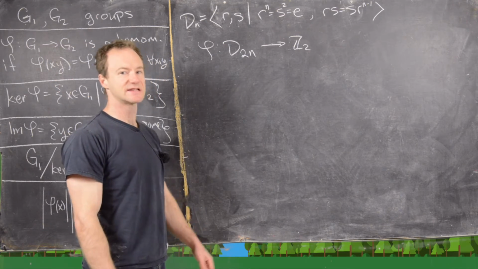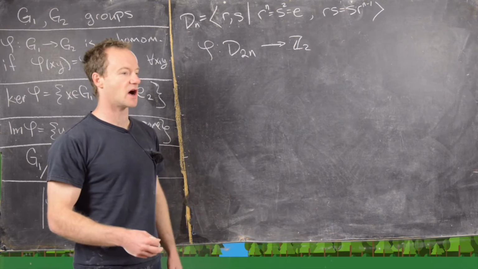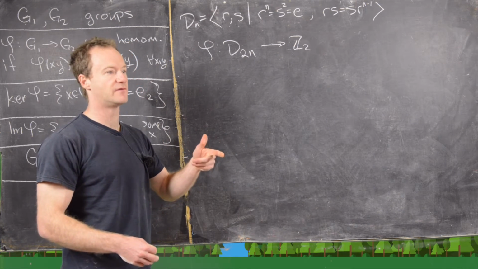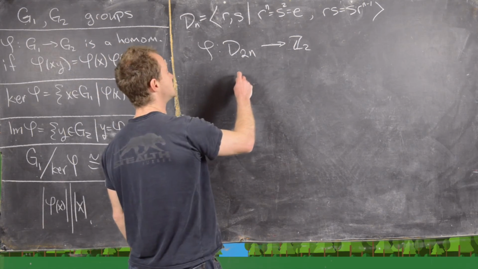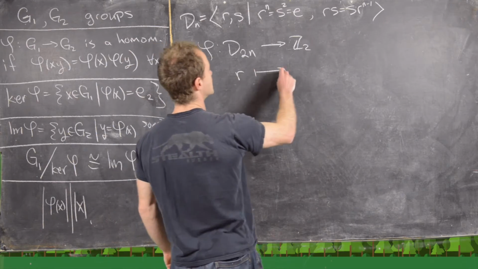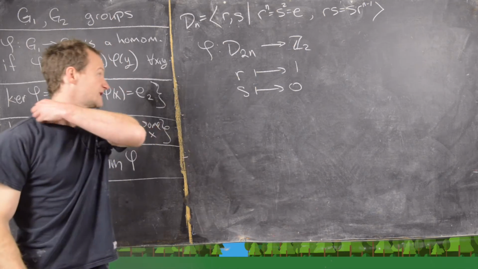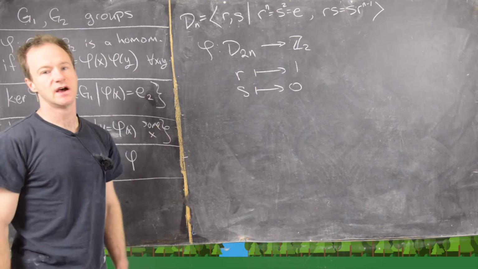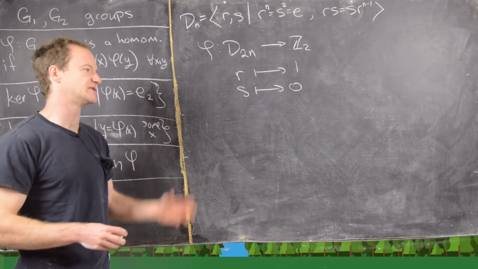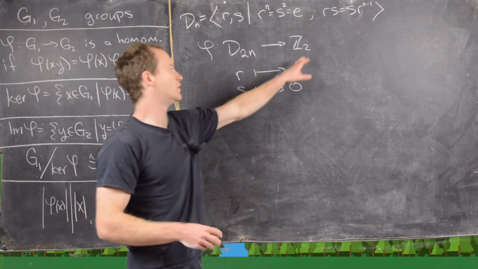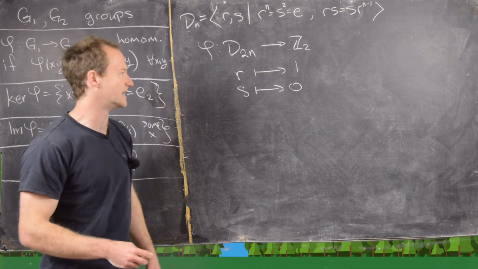Okay, so for our next example, we'll look at D2n. So here we have an n-gon with an even number of vertices, so 2n vertices, I should say. And in this case, what we'll do is we will take R to 1 and we'll take S to 0. And we'll see that this is going to work in this case, even though something similar didn't work in the other case because we restricted it quite a bit. We put Z2 over here and we have D2n instead of just Dn over here.